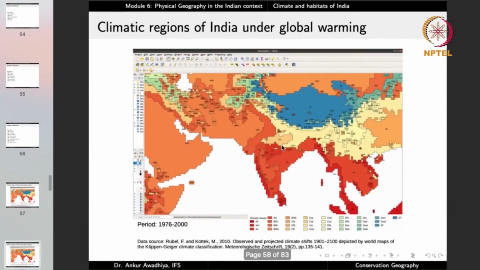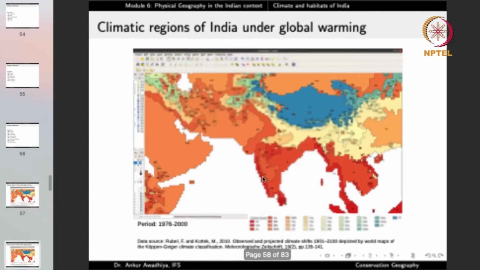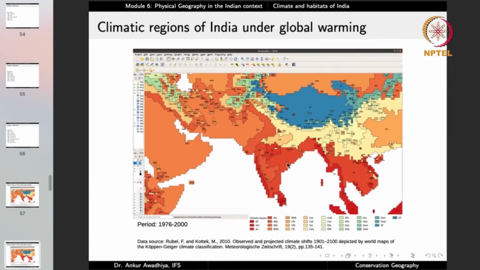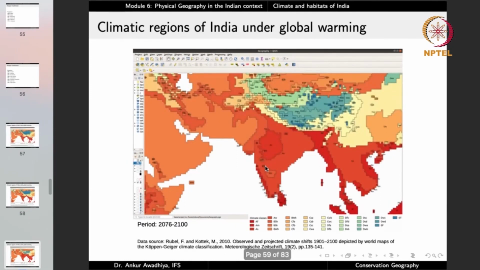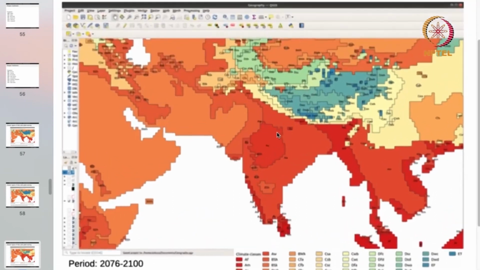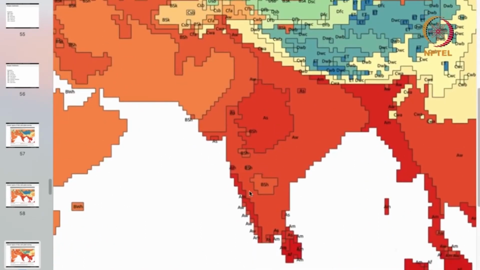Now this is for the period 2076 to 2100. So this is the forecasting that we can do. And in the case of this forecast, what you can observe is that most part of India becomes A. So the B has reduced. You only have these small patches and a bit of B here, but most of it has become A. So essentially what will happen in the case of climate change is that we will start to have a more equatorial sort of climate, which is kind of expected because the climate change is being accompanied by global warming.